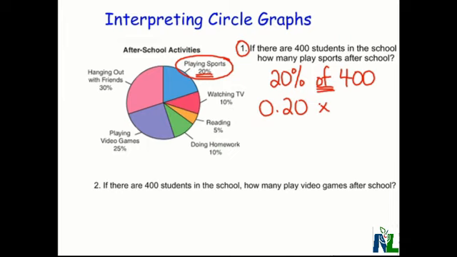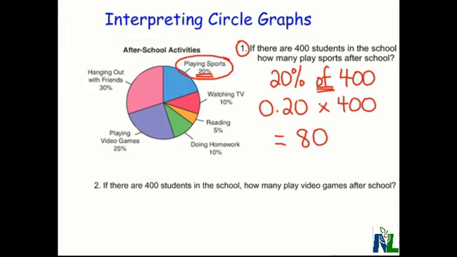So we're going to do 0.20 multiplied by 400. And if we work that out using your calculator or long multiplication, you will get 80. There are 80 students in the school that like to play sports after school.